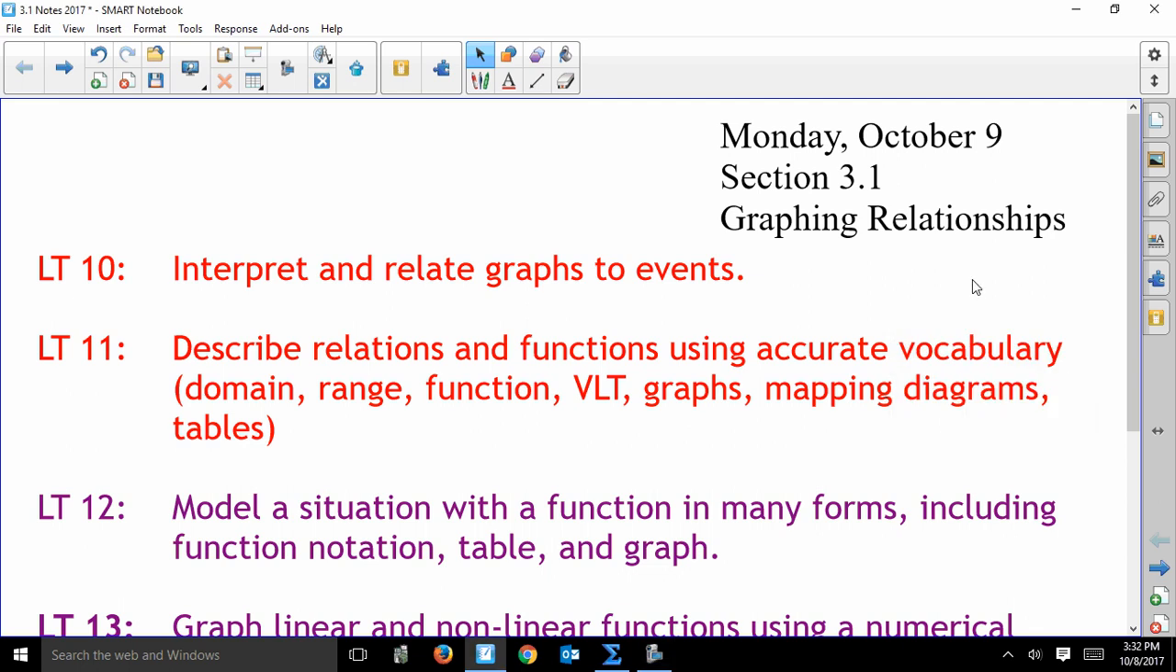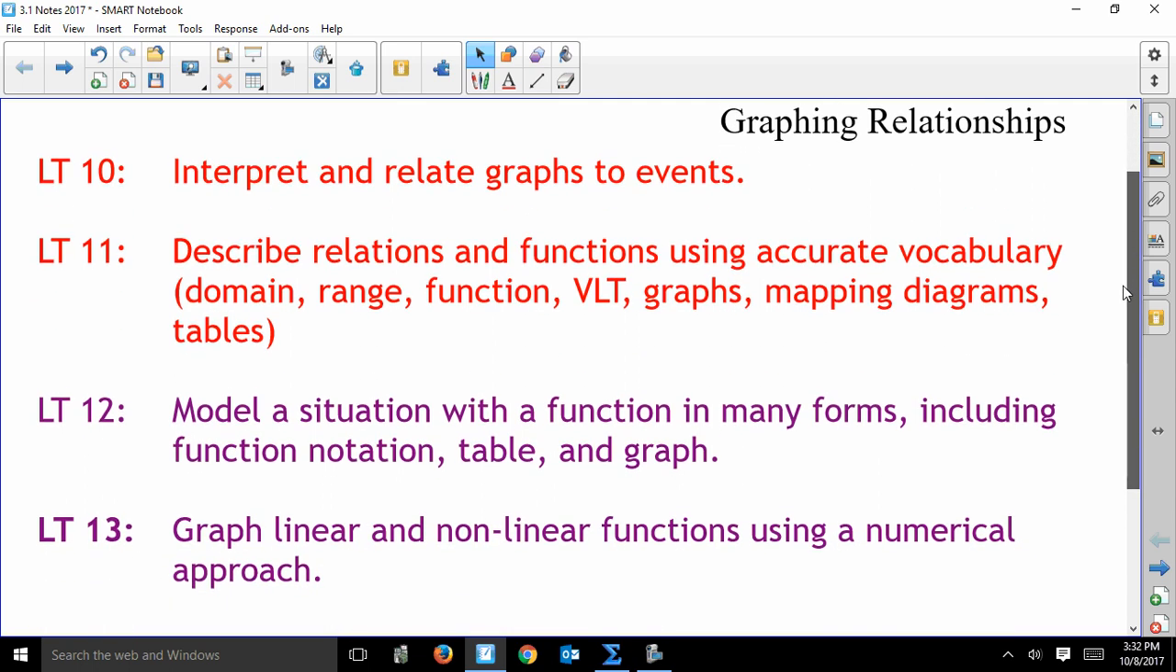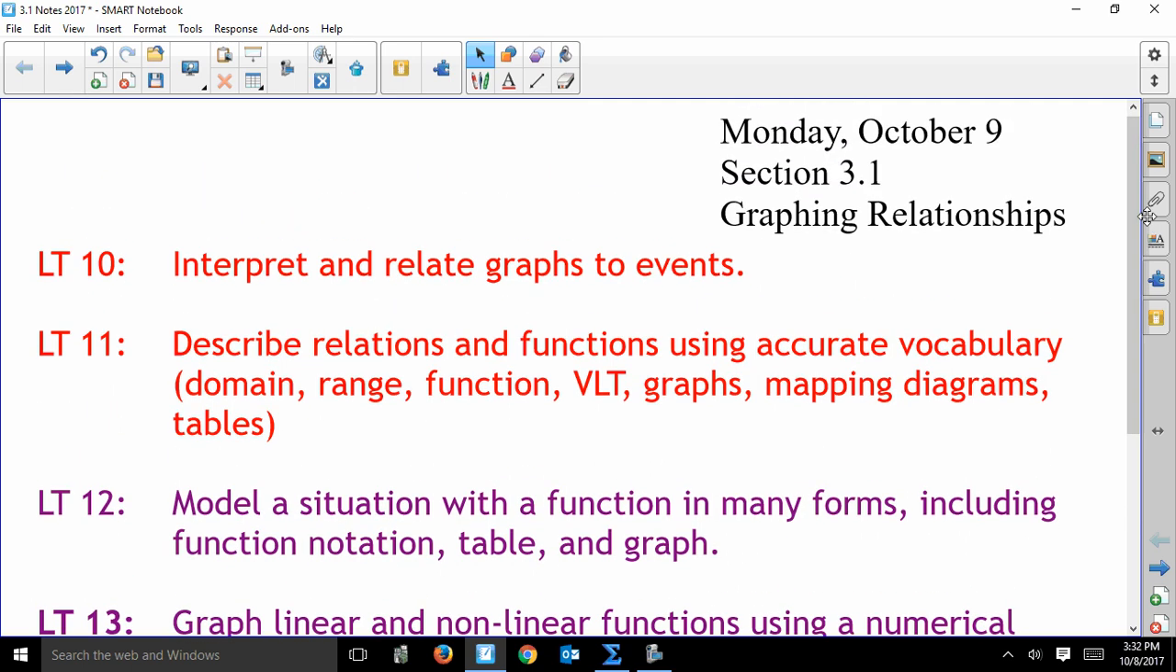Today, which is Monday, October 9th, we're starting section 3.1, which is graphing relationships. We will cover 4 learning targets in this new unit, but today we are going to be focusing on learning targets 10 and 11. Learning target 10 is interpreting and relating graphs to events, and we will do a part of learning target 11, describing relations and functions using accurate vocabulary. Today we will talk about domain and range.